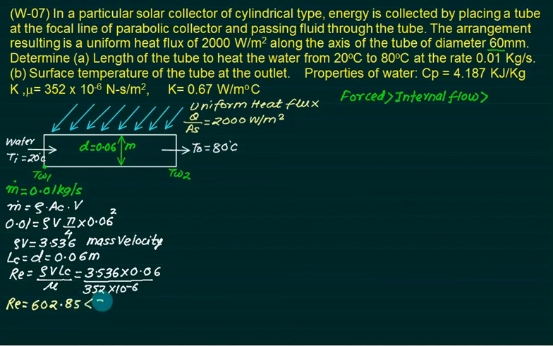We get Reynolds number equals 602.85, which is less than 2300, the critical Reynolds number for internal flow. So the flow is laminar. Thus our problem is clearly defined. So we have forced convection, internal flow and laminar, and the wall condition is uniform heat flux.